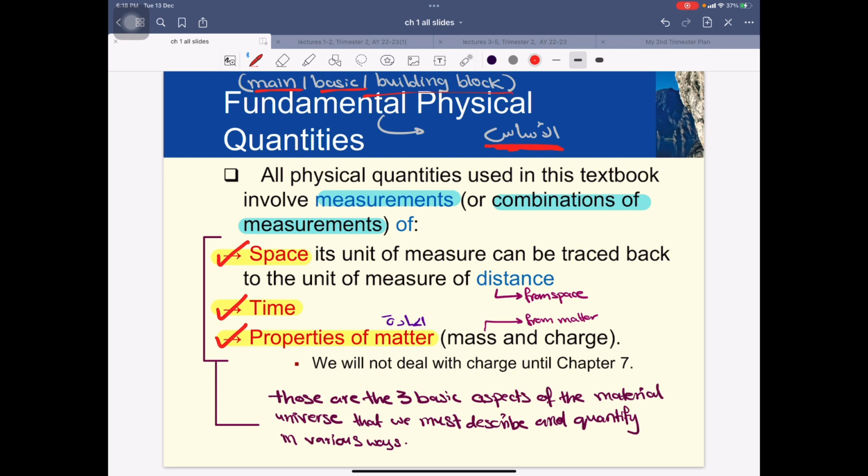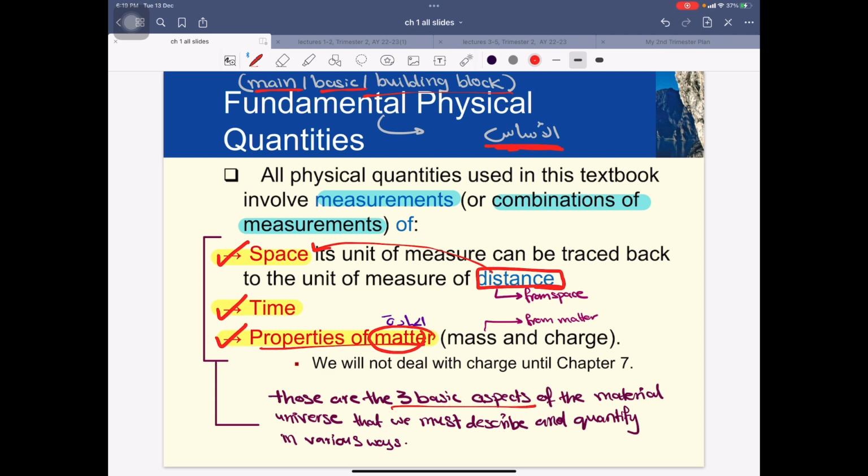The space is a unit of measure that can be traced back to the unit of measure distance. فإحنا لما نستعمل في الفيزيكس distance نعرف إنها جت من fundamental physical quantities that explains space. التايم عندنا شيء معروف لا يعرف, يعني عشان كده اسمها fundamental physical quantities. You can't actually put a definition to it. ما نقدر نعرفها, هي موجودة أساسية وكل شغلنا نعتمد فيه عليها. And we have the properties of matter. الماتر هي المادة, تيجي منها mass or charge. So the mass comes from the matter.